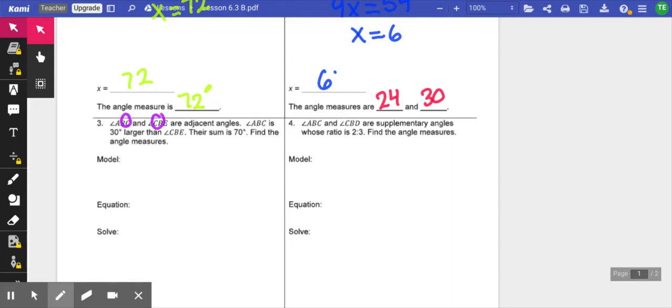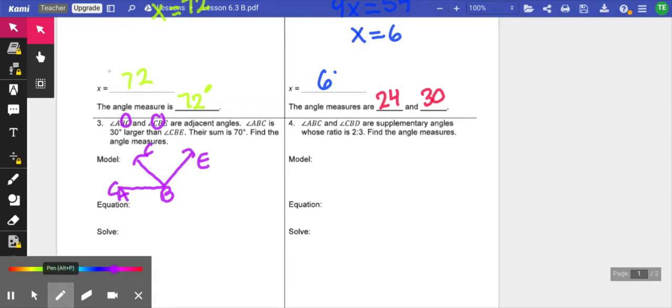I could draw this if I want, or I can make a chart. Either way, I guess I'll draw this one. Got adjacent angles. This is not drawn to scale by any means. We have A, B, C, and C, B, E. They're adjacent. They're next to each other. ABC is 30 larger than CBE. So I know it's comparing to CBE, so I'm going to make that one the x. And my other one is 30 larger, so x plus 30. And I know that the whole thing is supposed to add up to 70.